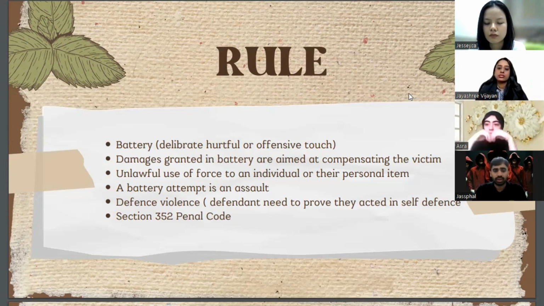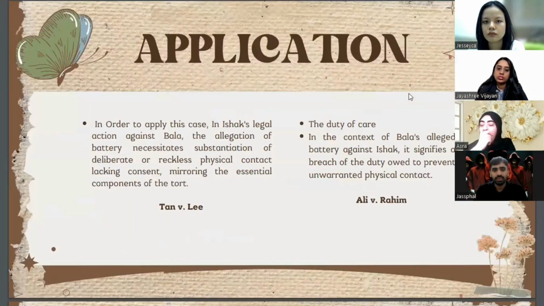According to section 352 of the Penal Code, whoever attacks or uses criminal force on another person, other than upon grave and sudden provocation offered by that person, will be penalized with imprisonment for a term of up to 3 months or a fine of up to 1,000 ringgit or both. Contributory negligence is a concept in law that considers how much a plaintiff contributed to their own damages and may influence the quantity of damages awarded. So that's all from me. I would like to pass to Diana.